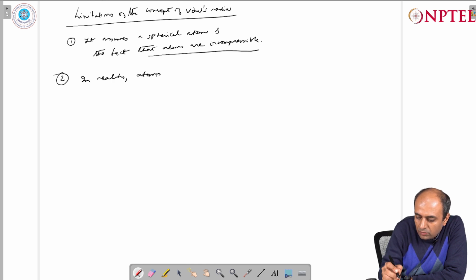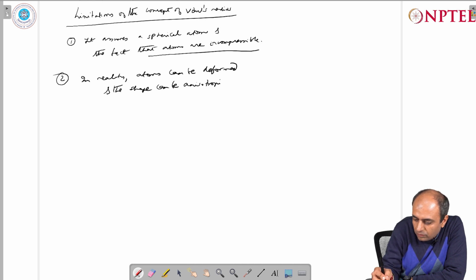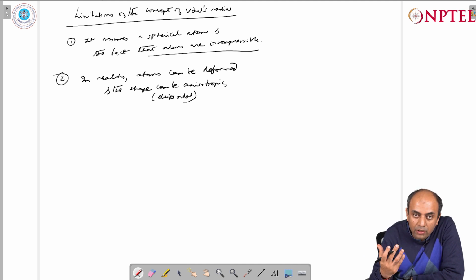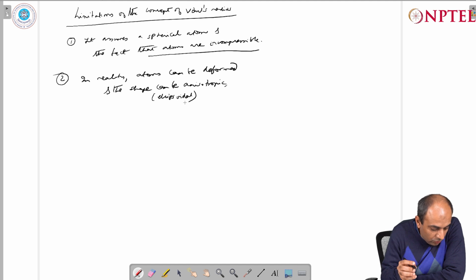So number two, in reality atoms can be deformed and the shape can be anisotropic, for example, ellipsoidal. This has been found to be more realistic, that the ellipsoidal nature of atoms more accurately describes the shape of atoms, particularly in crystals, and they also tend to get deformed in liquids as well. And if you really want to look at this feature, we can actually plot.